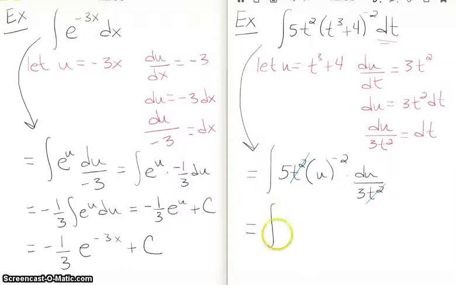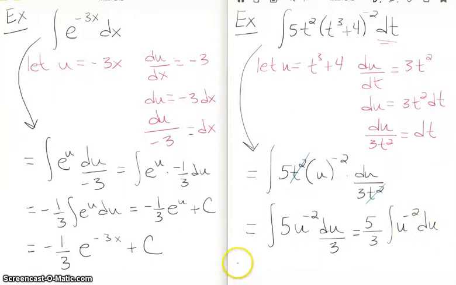So this is the integral of what? We've got 5u to the negative 2 du over 3. Well, there's a bunch of constants here. The 5 is a constant, the 3 is in the denominator as a constant, but that means we could pull a 5/3 out, right? 5 in the top, 3 in the bottom, comes out as a 5/3 integral of u to the negative 2 du. And now we can do the antiderivative of this thing.